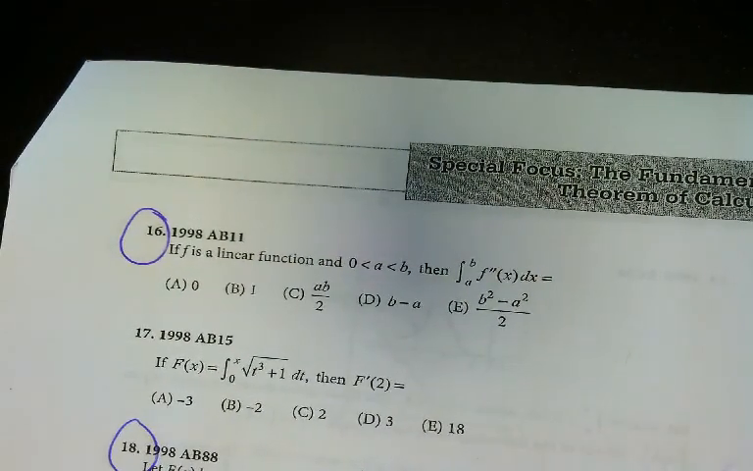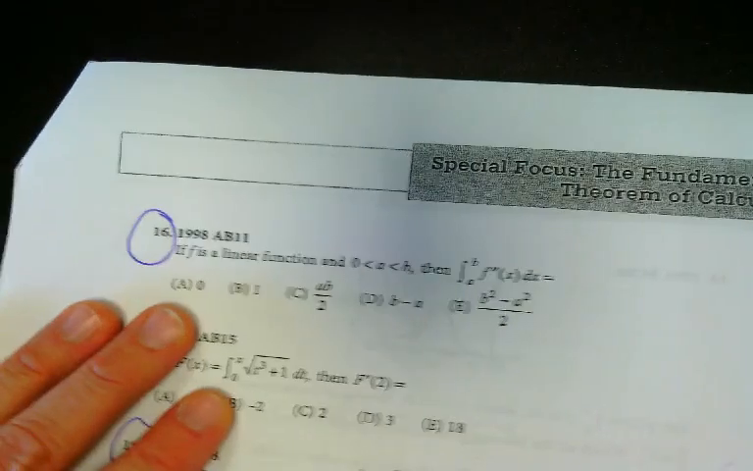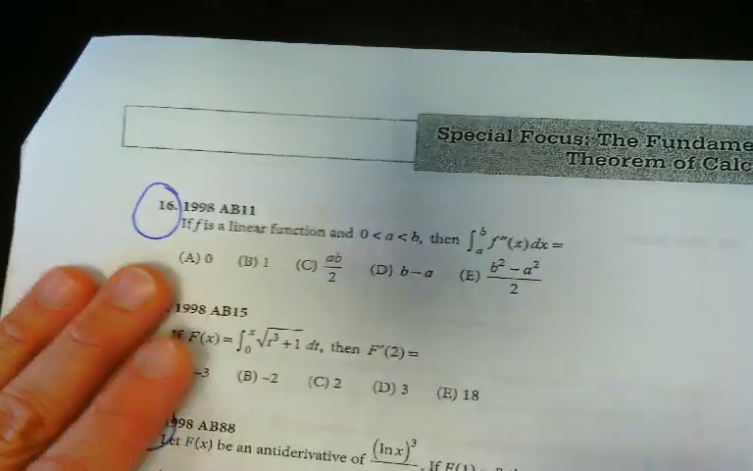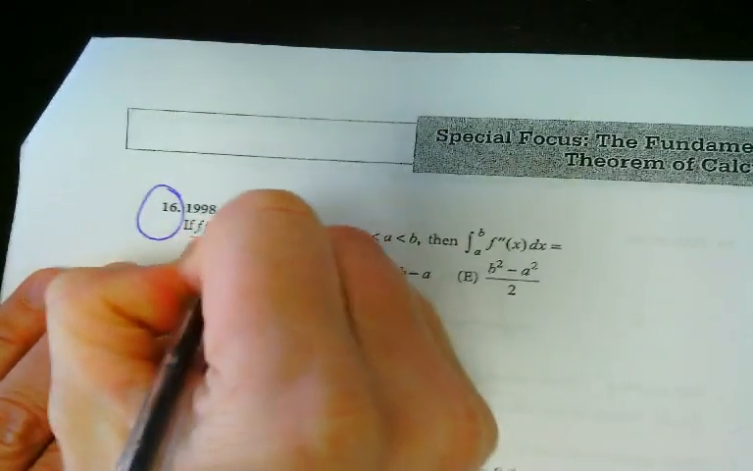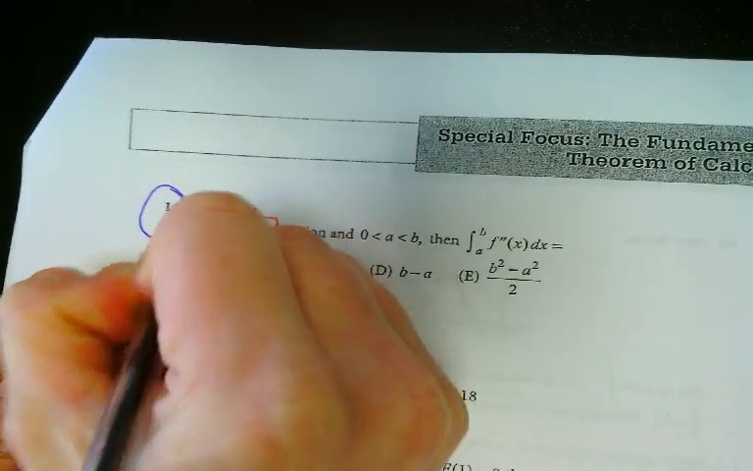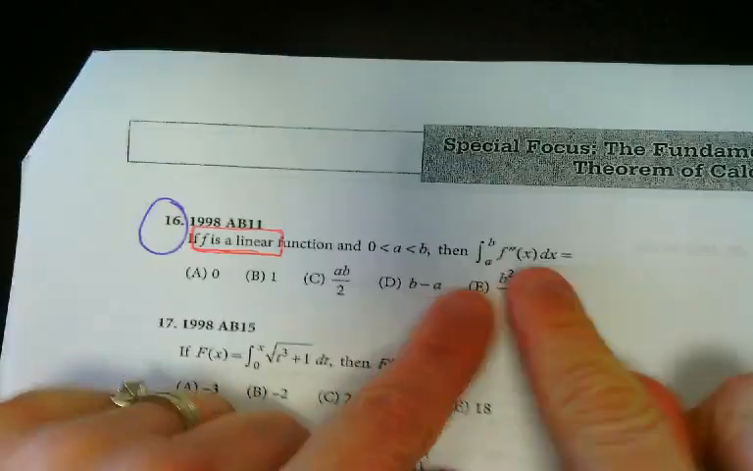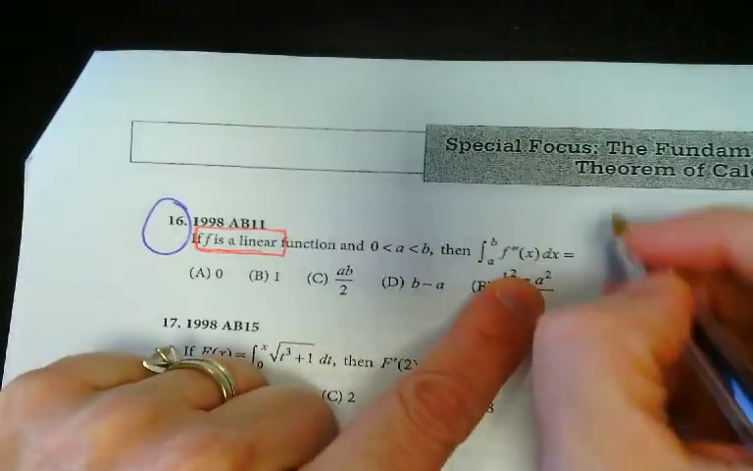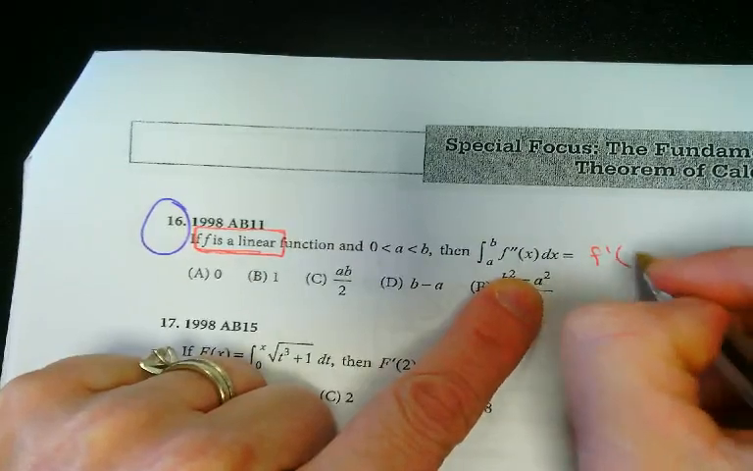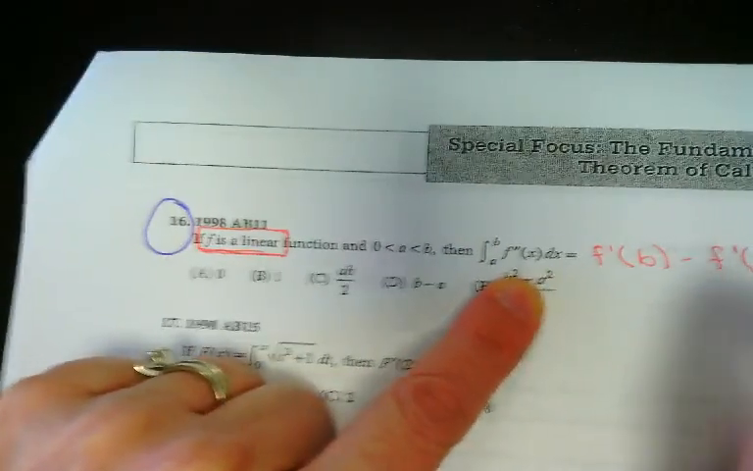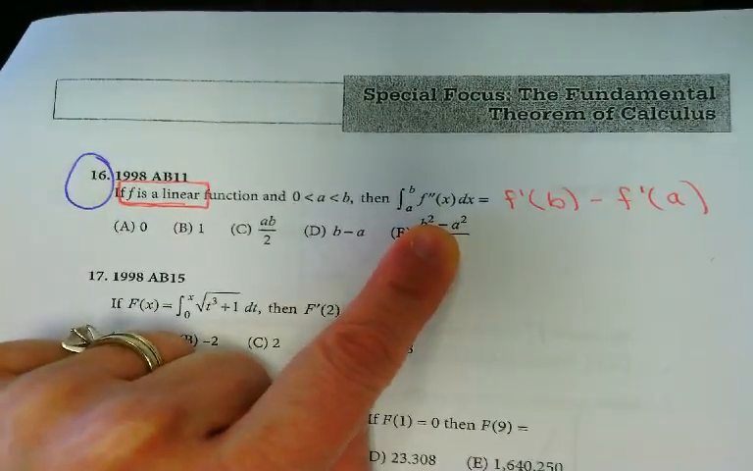16. Okay, what do they tell us about F? Everyone underline that. That's going to answer the whole question. Okay. Now let's finish our first fundamental. If I integrate F double prime, who am I getting? F prime of B minus F prime of A. Okay, so finish the first fundamental.